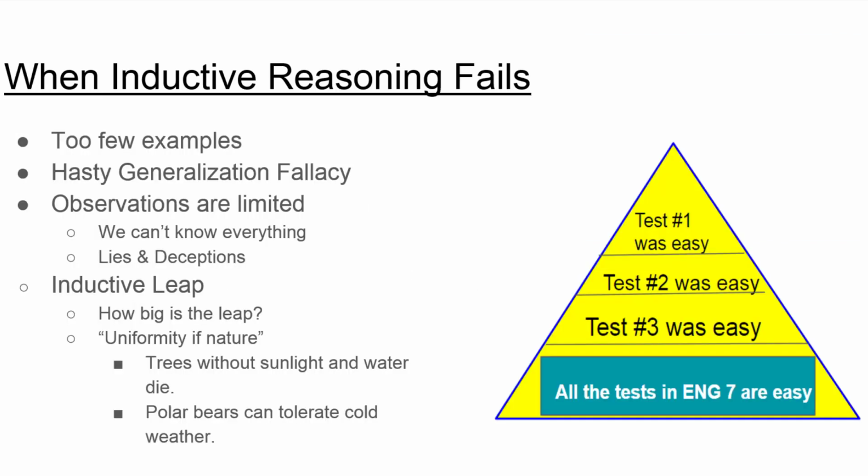Inductive reasoning can fail when you have too few examples, or you're making a hasty generalization fallacy. Or even when observations are limited, we cannot know everything. We cannot read everybody's minds. We cannot know all the facts. In addition, people lie, and there are deceptions which can influence the conclusion.